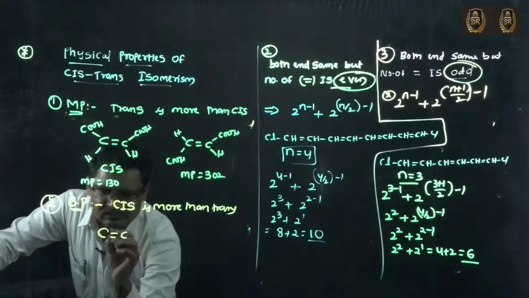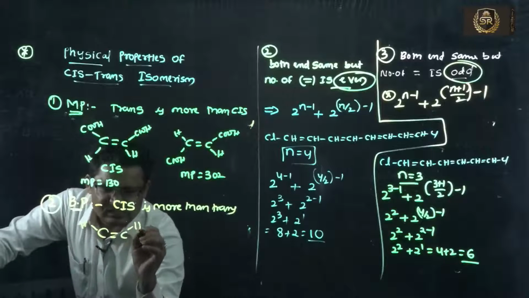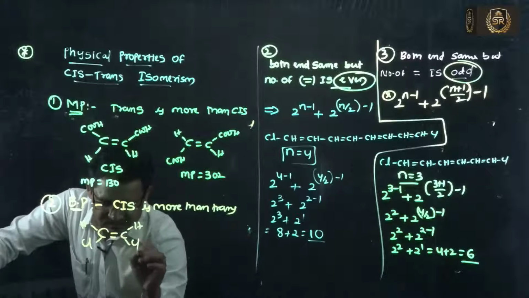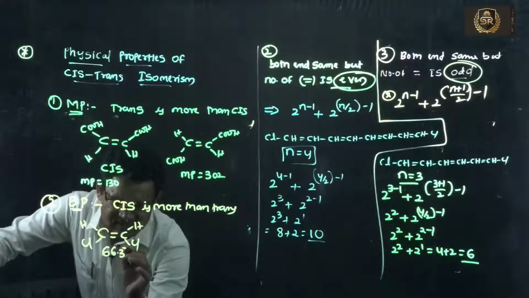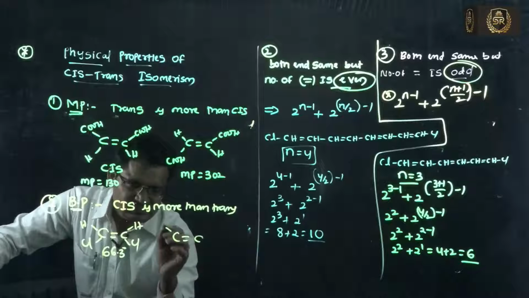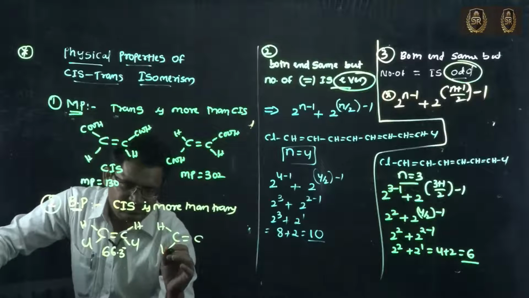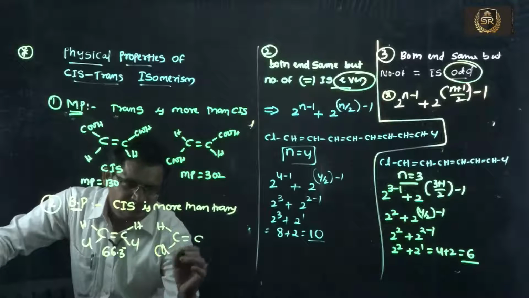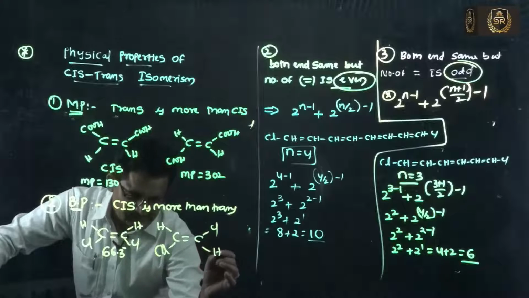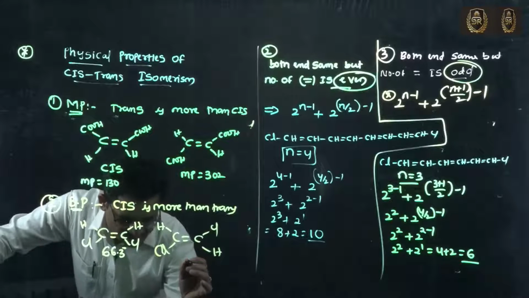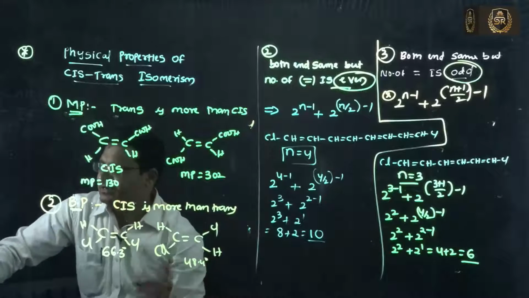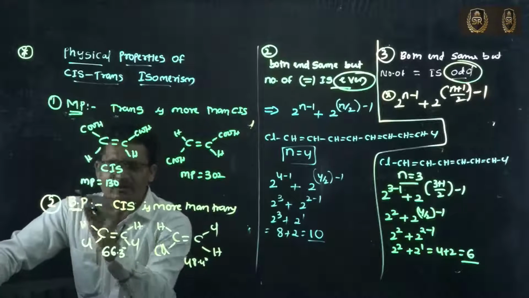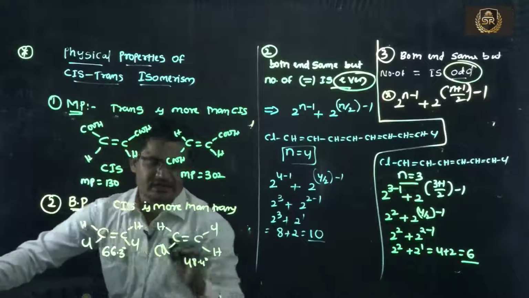So what is the boiling point? C double bond C, this side H, this side H, this side chlorine, this side chlorine. Its boiling point is 66.3 degrees. C double bond C, this side H, this side chlorine, this side chlorine, this side H. Its boiling point is 48.4 degrees. That means the boiling point of cis is more than trans.